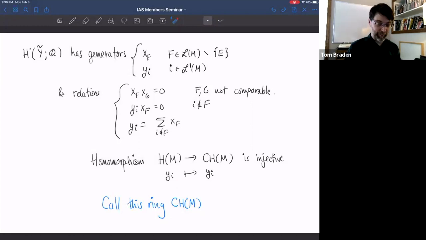But it takes a fair amount of work to prove that this is a ring homomorphism, because you then have to figure out what the other YFs are. It turned out that YF is the product of the YIs for any subset which is a basis for that flat. And you have to show that it satisfies the correct relations and show that it's injective, not trivial. So all of those things take a bit of work to prove, but they are true for any matroid. And I think it was June's idea.